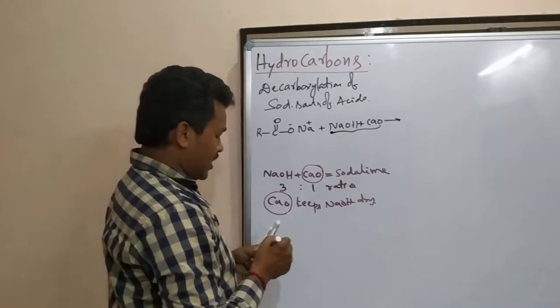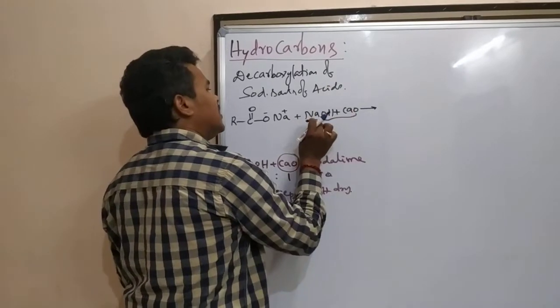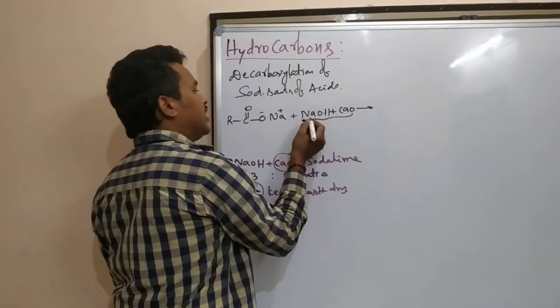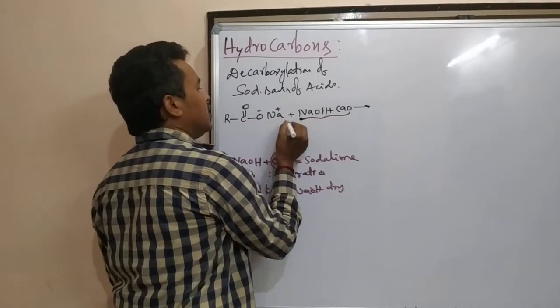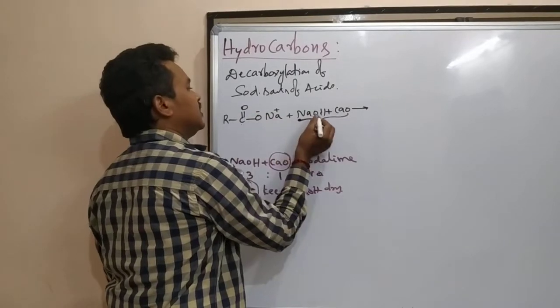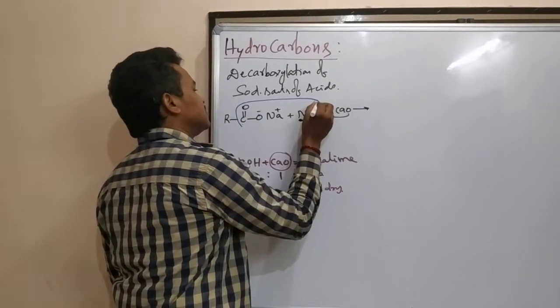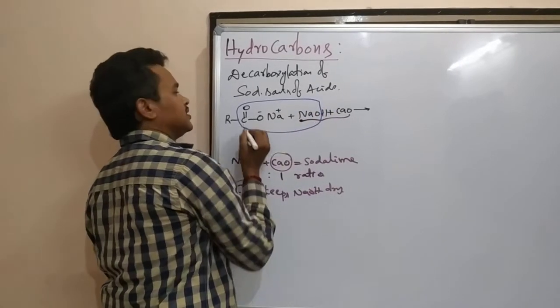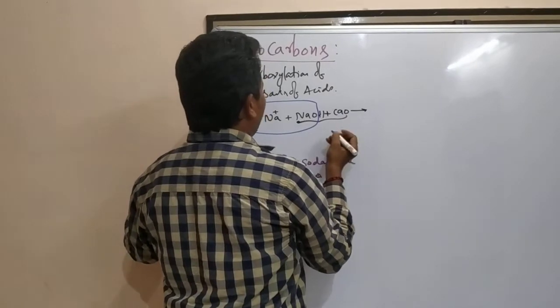In this reaction, NaOH is going to come out as Na2CO3: Na2, that is 2 sodium, and CO3. This part is coming out like this. So what is coming here? Na2CO3.